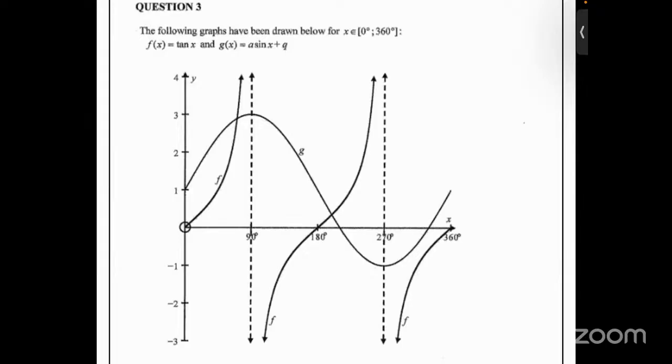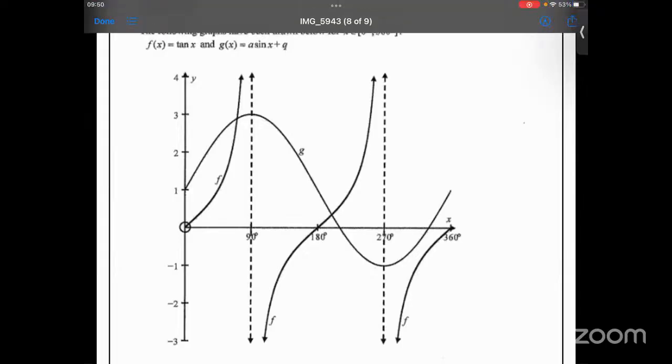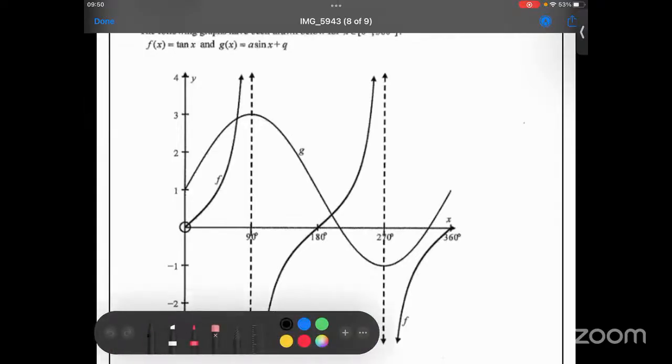question number 3, whereby we are given a statement which says the following graphs have been drawn below for that interval, meaning drawn from 0 degrees up to 360 degrees. We've got f of x, which is equal to tan x, and g of x, which is equal to a sin x, that is added to q. Okay, then it's fine. I think everything in that statement makes sense.